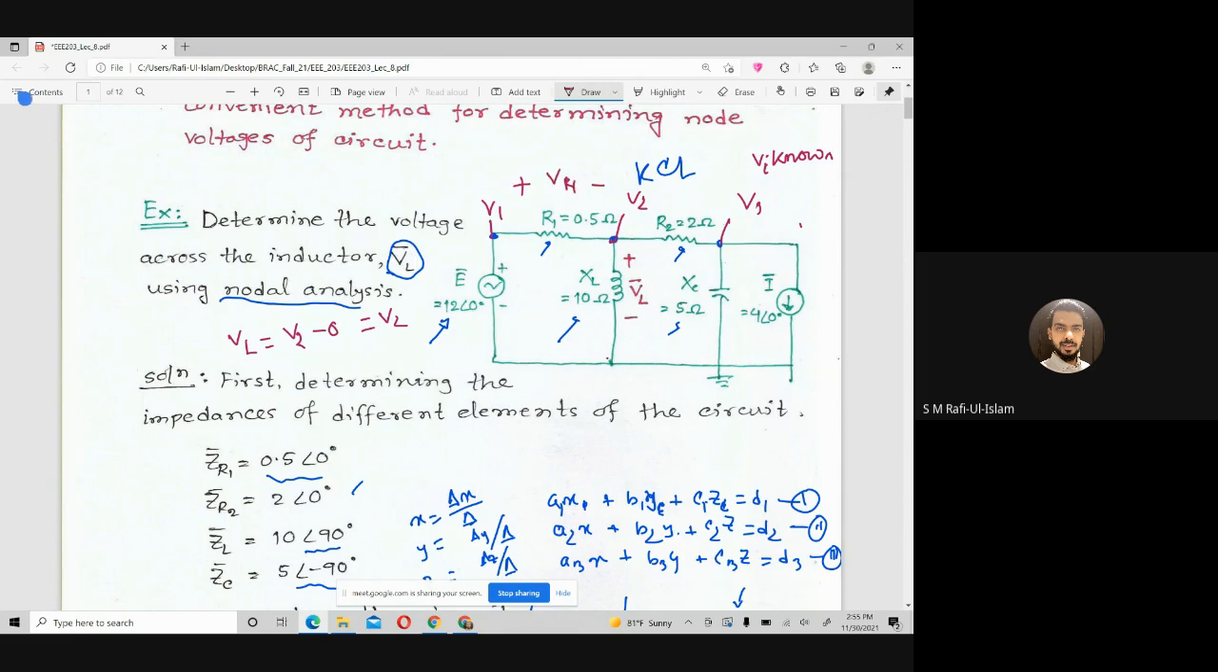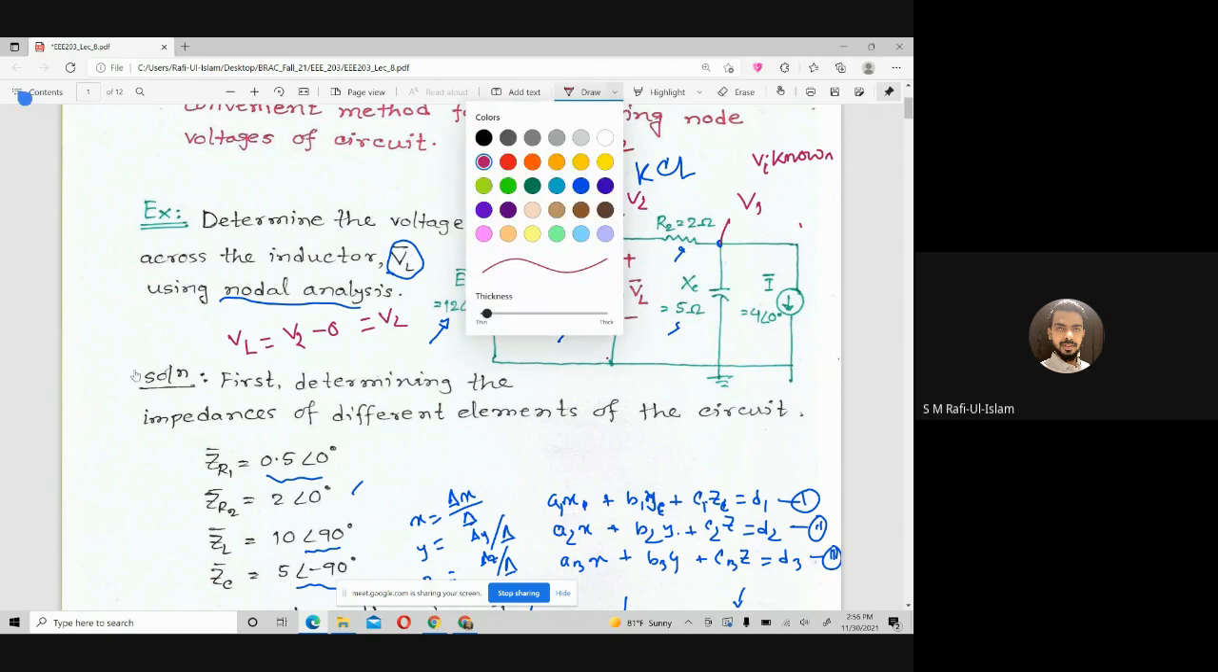So I need to check that R is connected between two nodes, right? The nodes are V1 and V2. So this is nothing but V1 minus V2. So everything will be simple. Let's just think about it. No, I'm not asking you to actually calculate this.